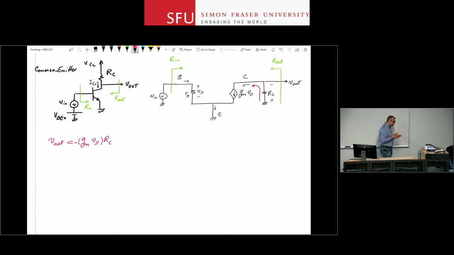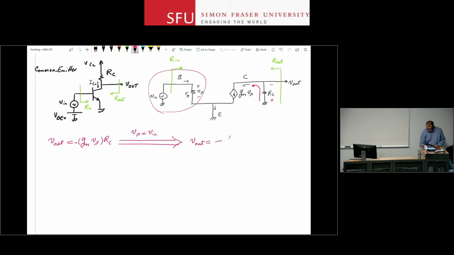Okay, I look at that equation. I know gm from my DC analysis. RC is a component value. I don't know V pi. So I need to figure out the relationship between V pi and V in if I want to figure out the relationship between V out and V in. I look at this circuit. Well, this is lucky because if I look at this corner of the circuit, all of V in drops across R pi. Or in other words, I can see that V pi is equal to V in. And knowing that, I can show that V out is minus gm RC V in.